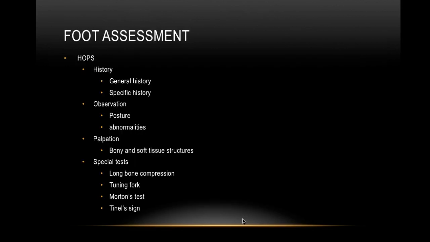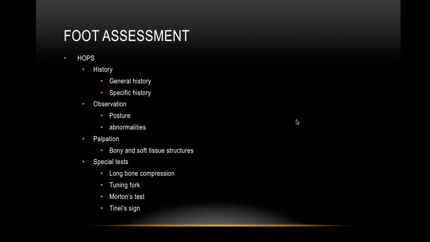So as for assessing the foot in athletic training programs and a lot of other sports medicine professions, HOPS, the acronym HOPS, is one of the ways that most injury evaluations occur, and it stands for history, observation, palpation, and special tests. And it's just a way to organize each injury evaluation regardless of the body part that you're working with.